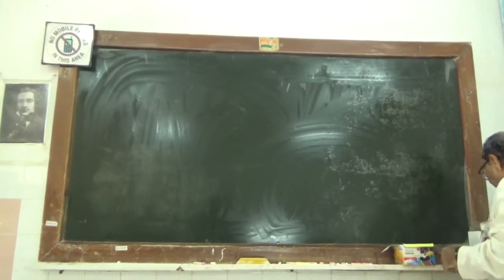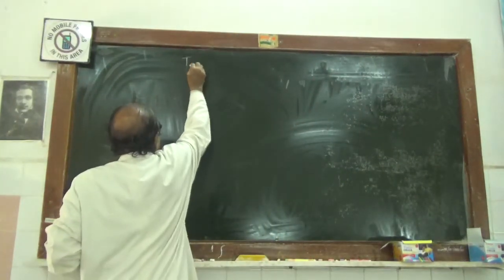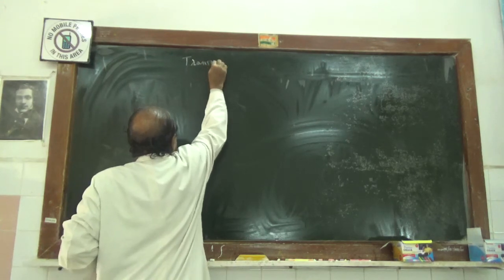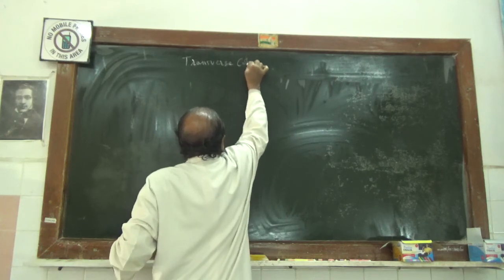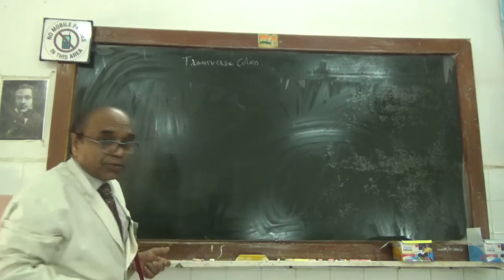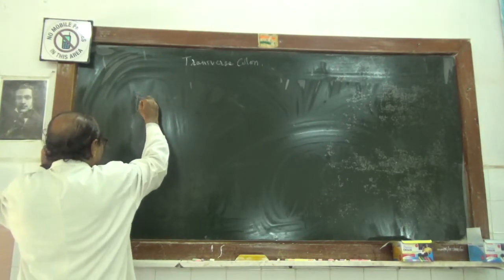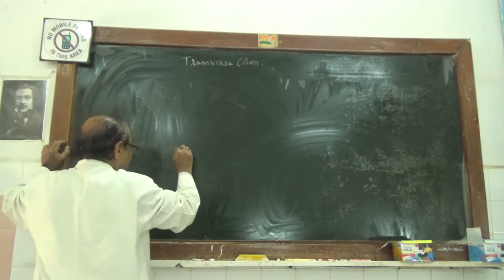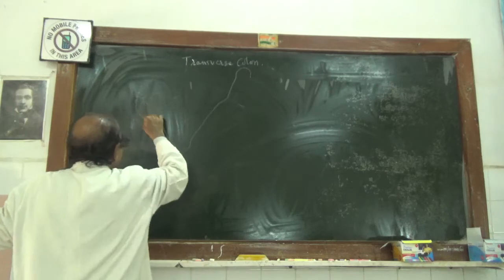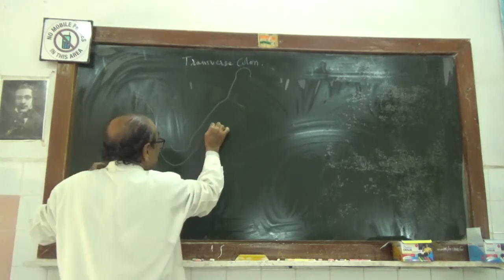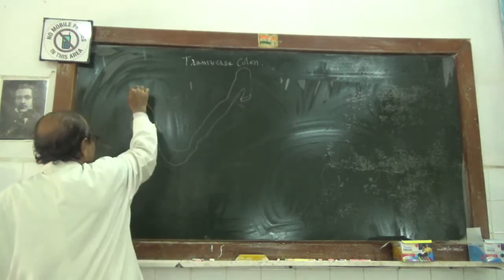Will go to the bottom. Now the transverse colon. Now this transverse colon, as the name itself suggests, it will be running transversely, from the right hypochondriac region to the left hypochondriac region.